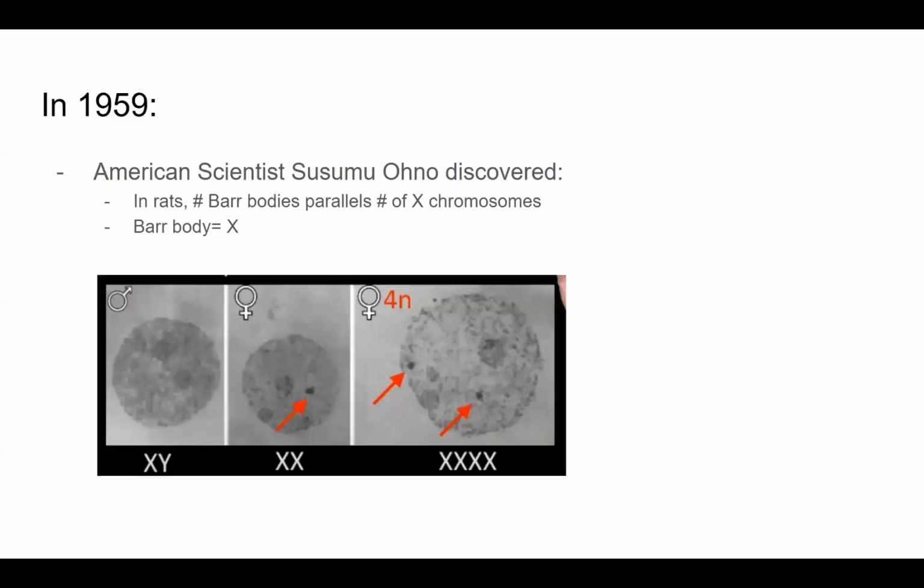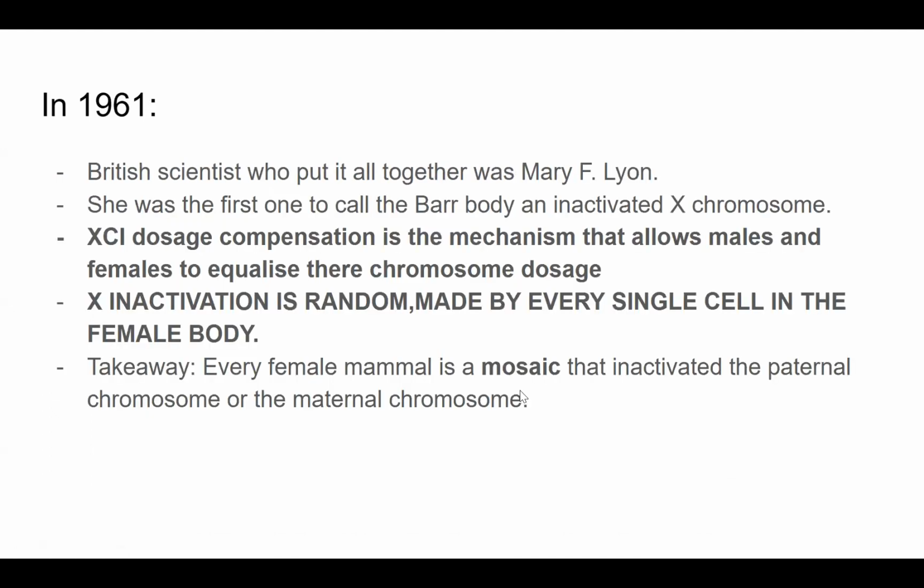And then in 1959, an American scientist named Susumu Ohno discovered that in rats, the number of Barr bodies parallels the number of X chromosomes. So like right here, where it's a male, of course, males don't have any. And then in females, you can see 1 Barr body right there, and then 2 right there.